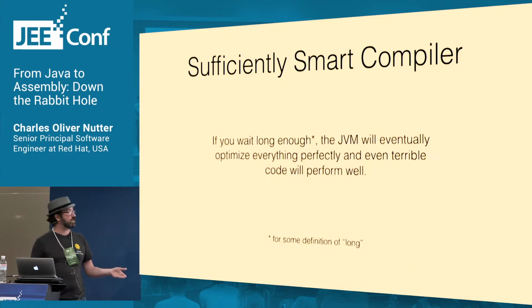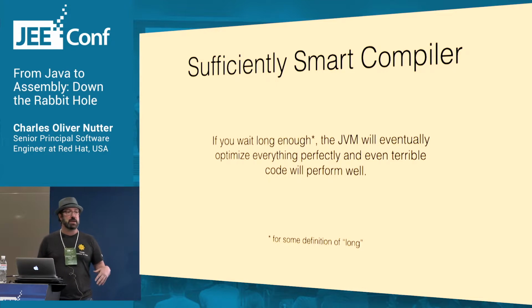And if we apply this to the JVM, the idea, the standard Java world, is that if you wait long enough, your application will just magically optimize, and you don't need to worry about the code you write. The JVM will be smart enough, and your application will perform. And now the problem here is long enough has many definitions.